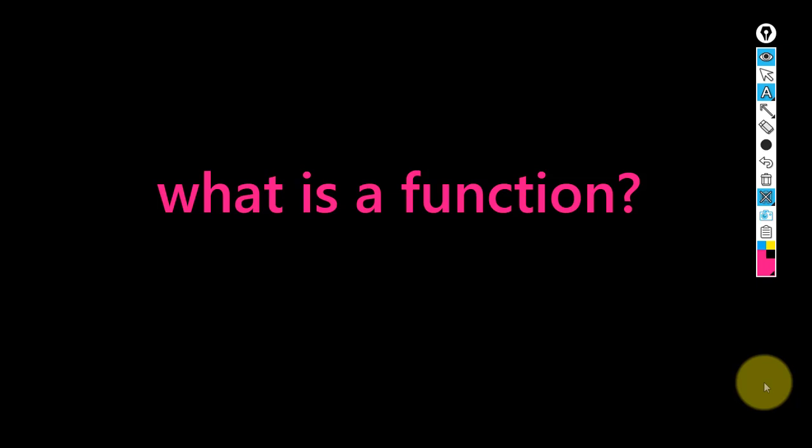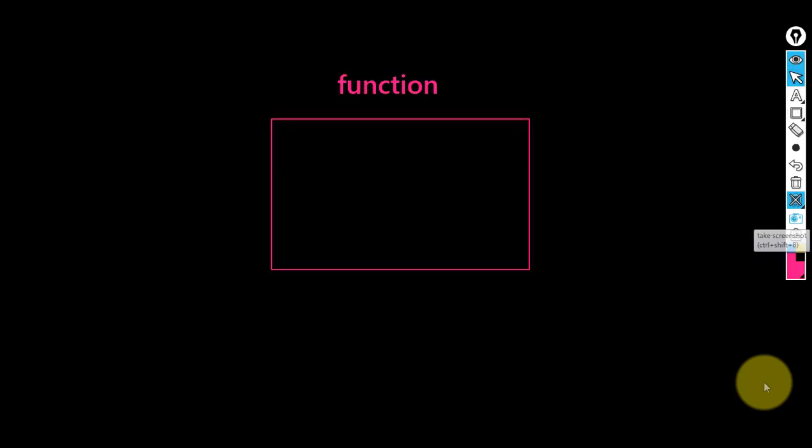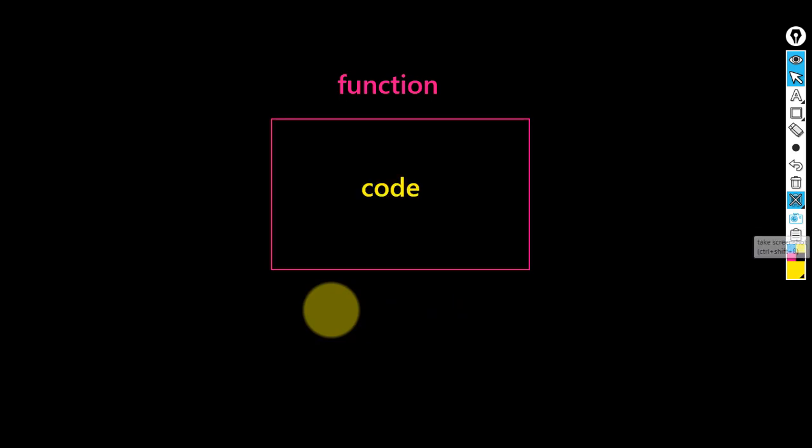So let's begin our introduction. What is a function? Consider a function to be this box. We don't know what is inside the box, and we want to understand the basic concept of a function in C++. A function is a block of code, and that block of code accepts some input. And based on the input, this block of code produces some sort of output.